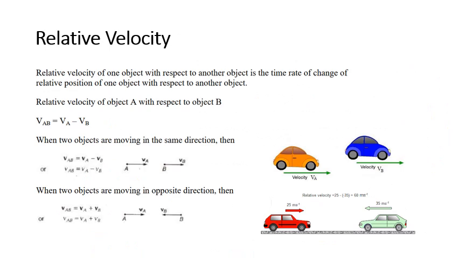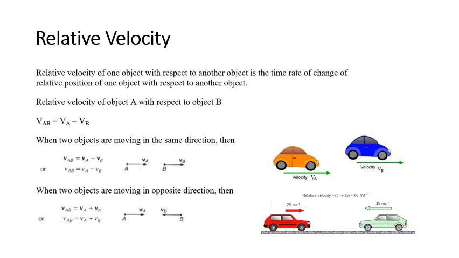Students, this is your next topic, relative velocity. Relative velocity is a measurement of velocity of an object with respect to another observer. I repeat, relative velocity is a measurement of velocity of an object with respect to another observer. Relative velocity of one object with respect to another object is the time rate of change of relative position of one object with respect to the other object.